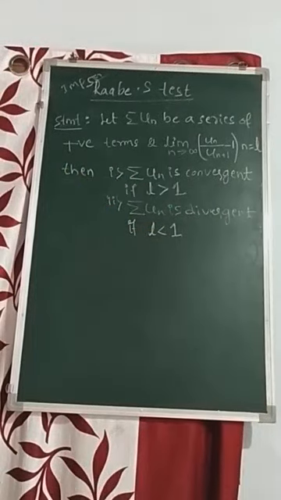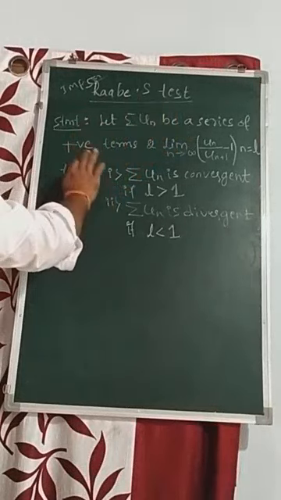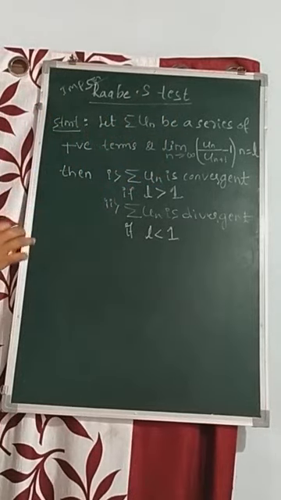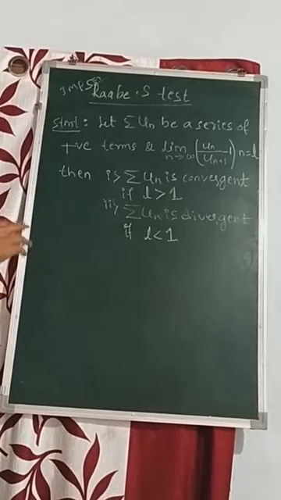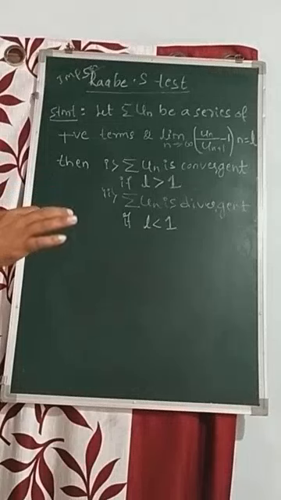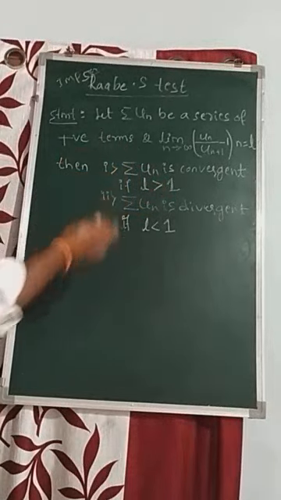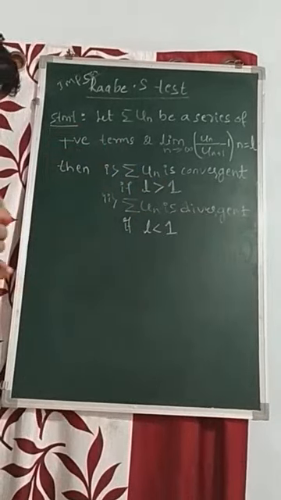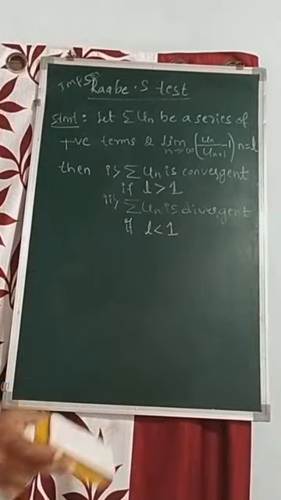This is the statement of Raabe's test. Summation of un is a series of positive terms, and limit n tends to infinity, un divided by un plus 1 minus 1, whole raised to n, equal to a finite and unique quantity L. Then summation of un is convergent if L is greater than 1, and divergent if L is less than 1. This is the statement of the theorem. Next, proof.